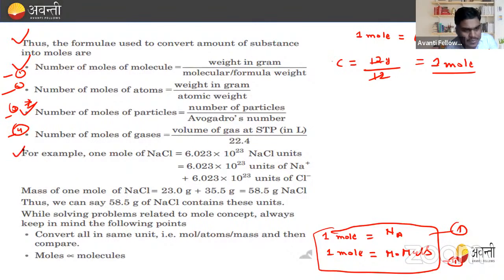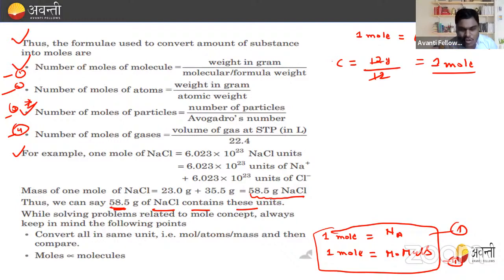Let's see some examples. For example, 1 mole of NaCl. We all know that 1 mole of NaCl contains 6.023 × 10^23 NaCl units, or we say 6.023 × 10^23 units of Na+ and similar units of Cl−, right? The mass of 1 mole of NaCl is 58.5 gram. Thus, we can say that 58.5 gram of NaCl contains this many units.